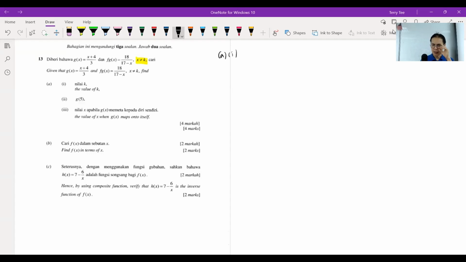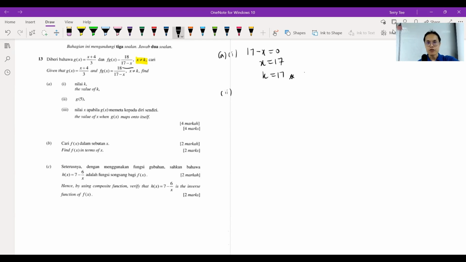The function becomes undefined, or tidak tertakrif, when the x is k. So we say x cannot be k, and that happens when your denominator is 0, your x is 17. Therefore, x cannot be k, so your k value must be 17. A function becomes undefined, or fungsi tidak tertakrif, when your penyebut is 0, kosong.